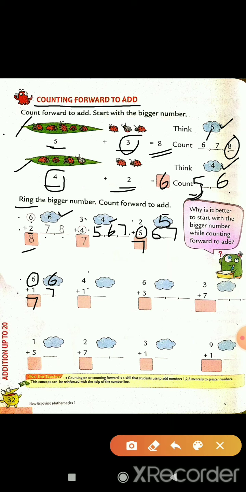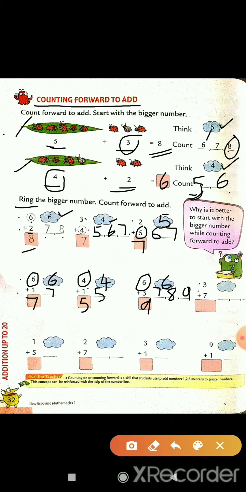4 plus 1, bigger number? 4. So circle that and write here 4. What comes after 4? 5. So 4 plus 1 is equals to 5. Then 6 plus 3, bigger number is 6. So write here 6. Then you have to count forward 3 numbers. What comes after 6? 7, then 8 and then 9. So 6 plus 3 is equals to 9.